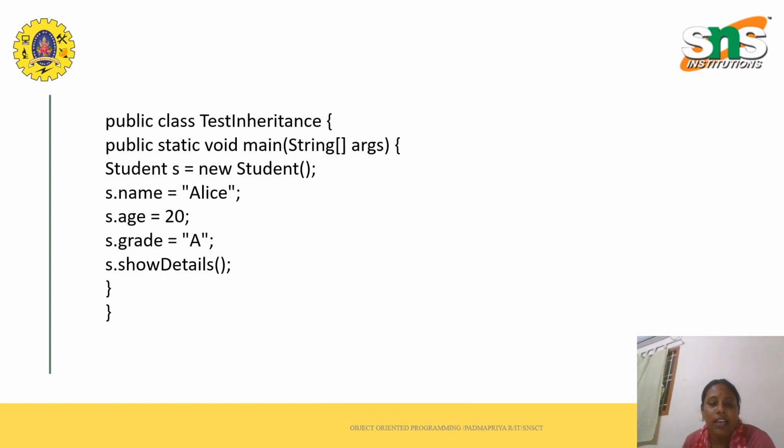In the main class, we are going to create an object, which is s. Generally, the syntax of the object was already seen in the previous video: Student is the class name, s is the object name, new is the keyword for creating an object, and Student() is a special type of method, that is, a constructor. Here we access the fields and methods using this object, that is s.name is equal to Alice, s.age is equal to 20, s.grade is equal to A. And s.showDetails() accesses the method defined in the class.